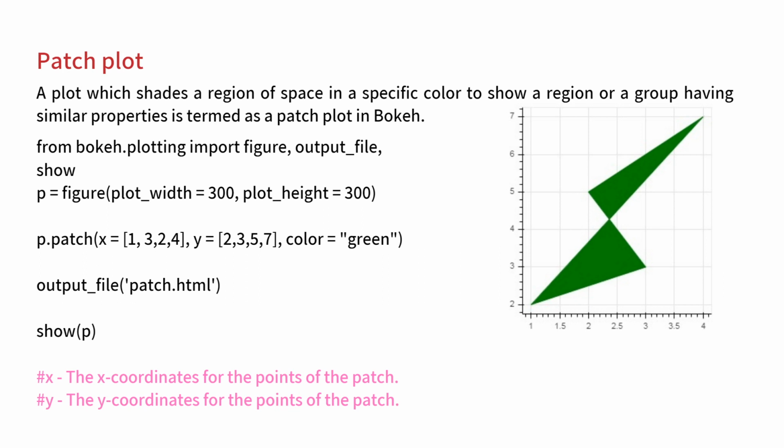Now, let us come to the next plot, which is the patch plot. This is something exceptional which Bokeh helps you out with. A patch is basically a region of space which you want to showcase. If there is a certain region on a plot that you want to showcase, not a line, not a bar, but as a portion, if you want to cover a certain space or a group having similar property, that is possible with the help of a patch plot. You can see in front of you an example of a patch plot. There are two patches here.